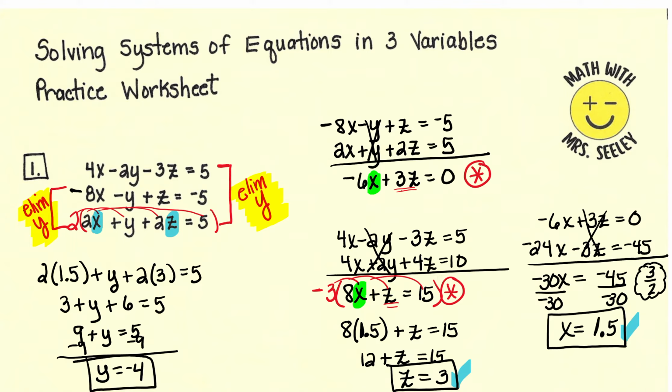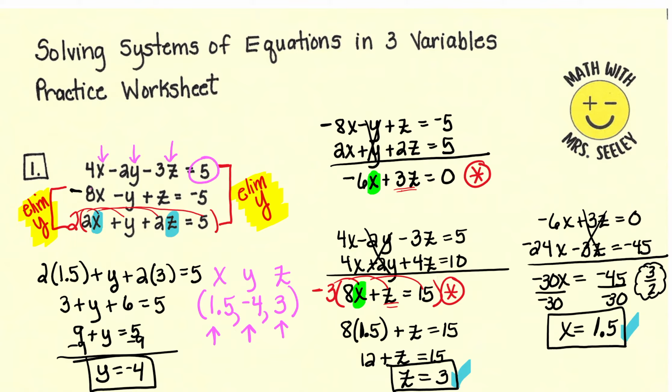Now, some teachers like you to write this as an ordered triple, so let's do that just in case. It's going to be x, y, z, just in order, x, y, z. Now, don't forget that you can check these answers. So what you would do is take your x, your y, and your z that you got, and you would go back to this original and say 4 times 1.5 minus 2 times negative 4 minus 3 times 3, hit equals, and 5 is what it equals.